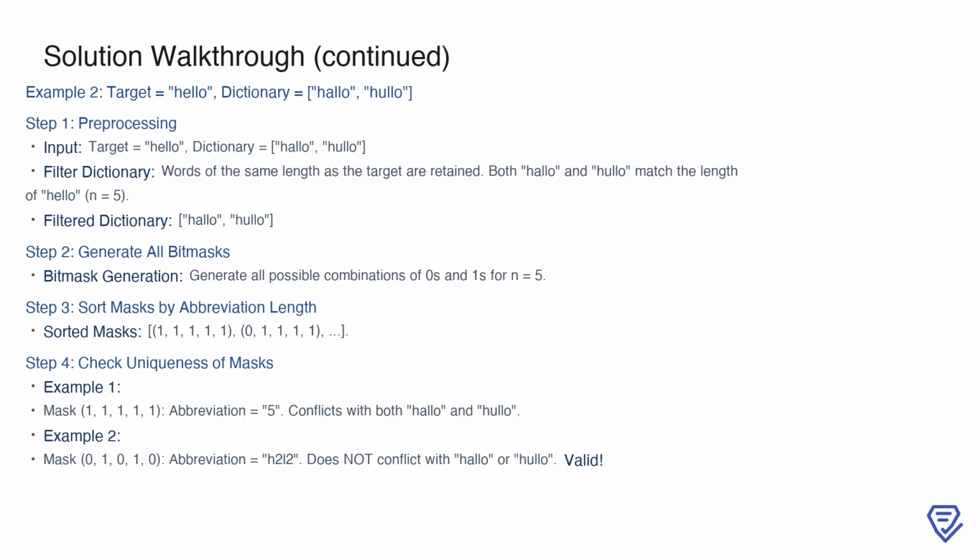After generating the bit masks, we sort them by the length of the abbreviations they produce. For instance, the mask 11111 generates the abbreviation 5, while the mask 01010 produces H2L2. Finally, we check each mask for uniqueness. The abbreviation 5 conflicts with both hello and hello because it fully abbreviates the target, making it indistinguishable. However, H2L2 does not conflict with any word in the dictionary, making it a valid abbreviation. Therefore, H2L2 is the minimum unique abbreviation for this example.